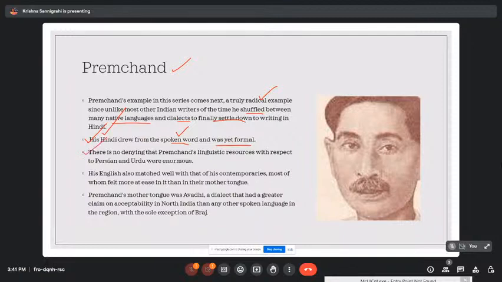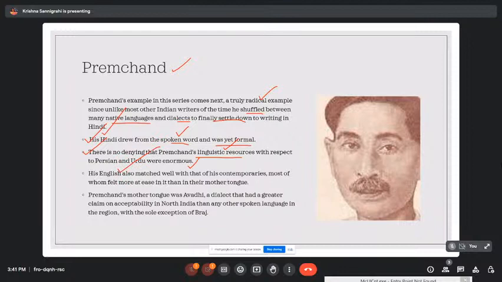There is no denying that Premchand's linguistic resources with respect to Persian and Urdu were enormous. So his linguistic resources with reference to what? Persian and Urdu were huge. They were enormous. Now, his English also matched well with that of his contemporaries, most of whom felt more at ease in it than in their mother tongue. So, his English was also very good.